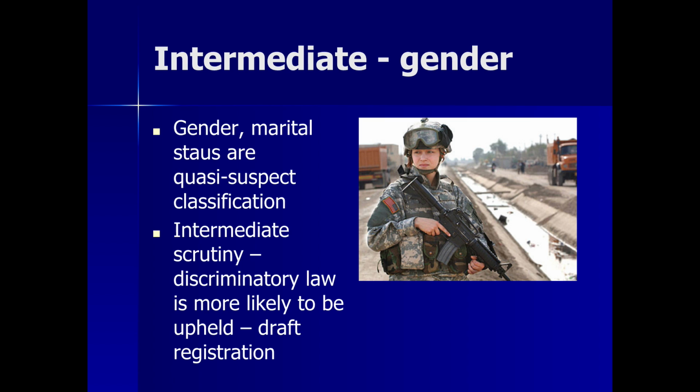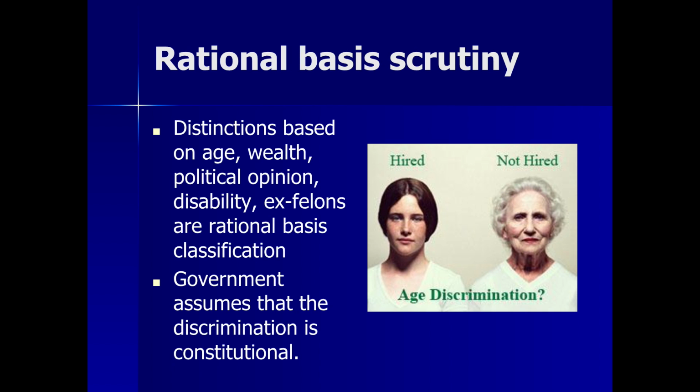It's allowed a little more often, but still not very often. Okay, then rational basis scrutiny. Distinctions can be made based on age, wealth, political opinion, or disability.